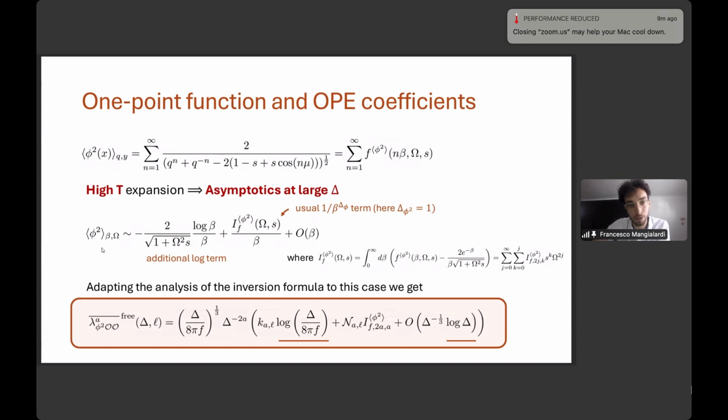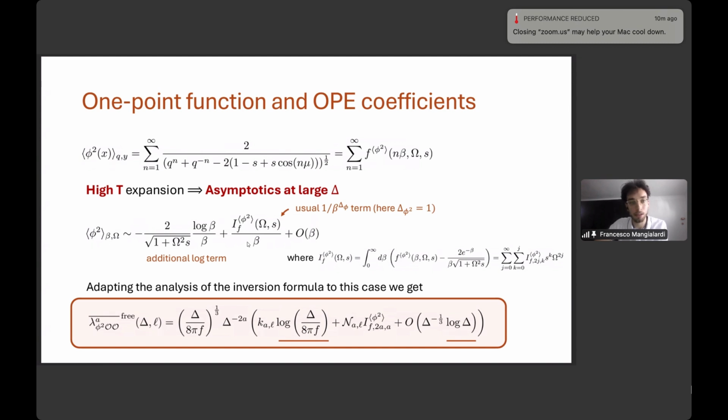And we find an expansion which is like this type here. In particular, we see that there is a 1 over beta term, which is the one that we would expect also for a gapped theory. This is the 1 over beta to the delta phi, that we have in the high temperature expansion of the one-point function.